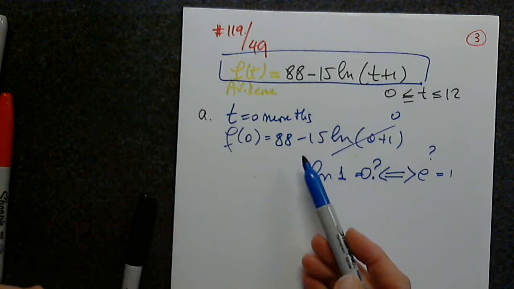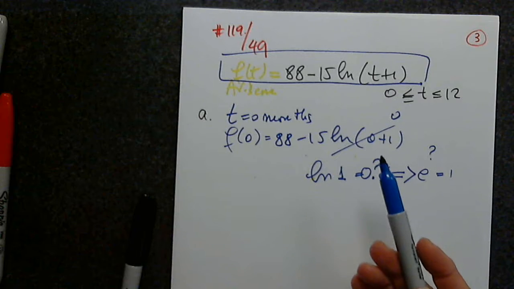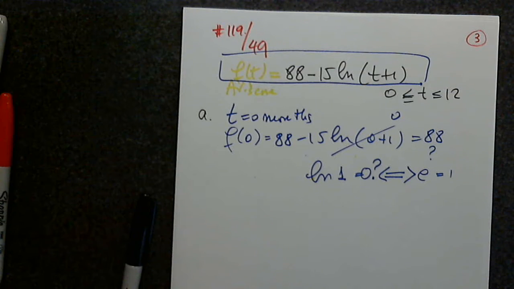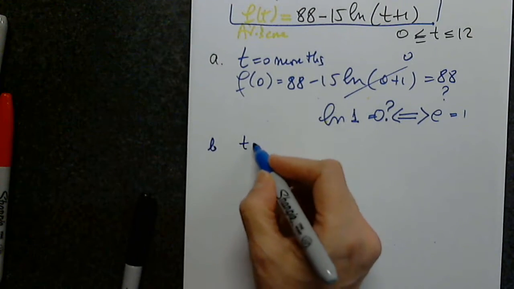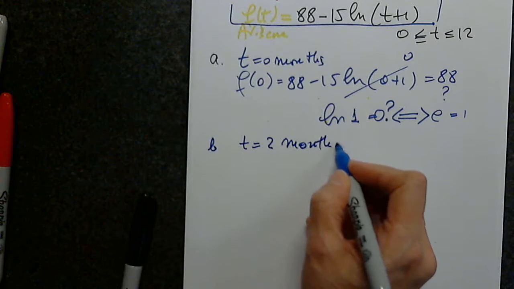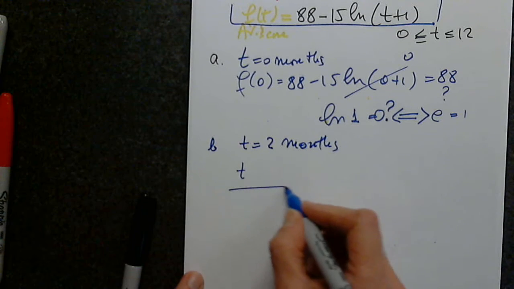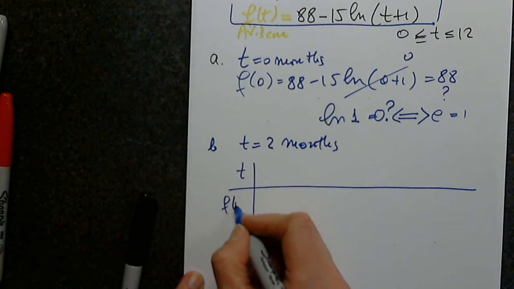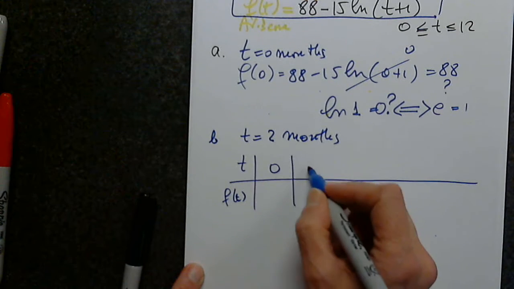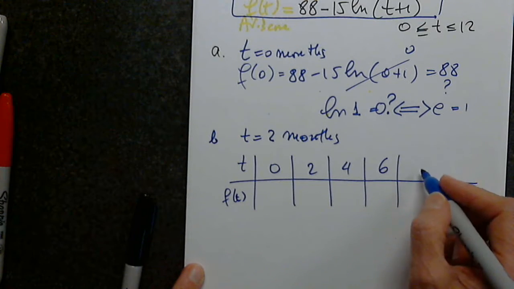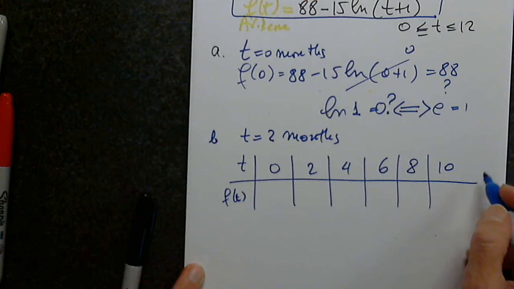How much is 0 times 15? How much is 88 minus 0? 88. So the question was, what was the average score on the original exam? It's 88. Part B, what was the average score after 2 months? t equals 2 months, and then t equals 4, and so on and so forth. So I'm going to create a table, f of t, and I'm going to put 0, 2, 4, 6, 8, 10, and 1 year.